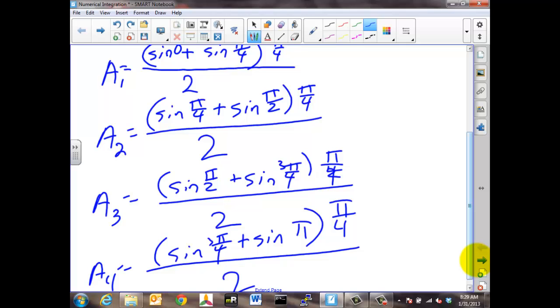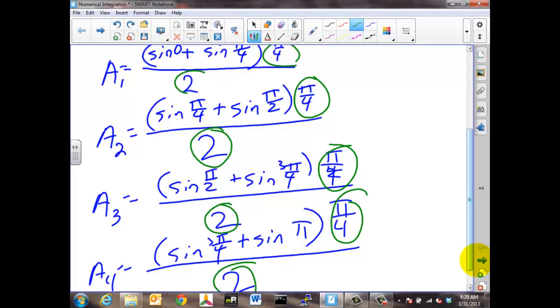Yes. Let's see if we can find some common stuff. When you look at those, what do you see in common? Pi over 4. Pi over 4 is in each one of them. What else do you see in common? Okay, so I see pi over 4 is common to all of them. I see that divided by 2 is common to all of them.